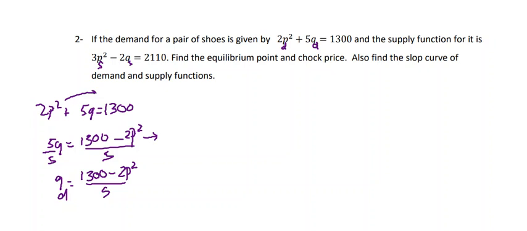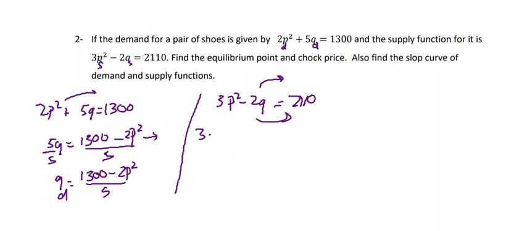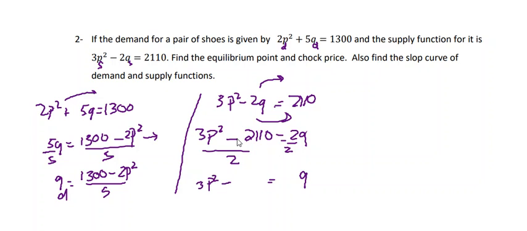Okay, now for QS. Here for the QS, we have that 3p square minus 2q is equal to 110. Okay, transfer q to the other side and this one to the other side. You will get that 3p square minus 110 is equal to 2q, divided by 2. So q is equal to 3p square minus 110 over 2.